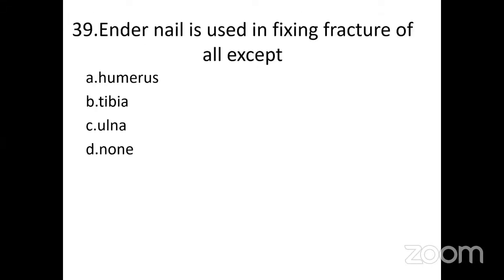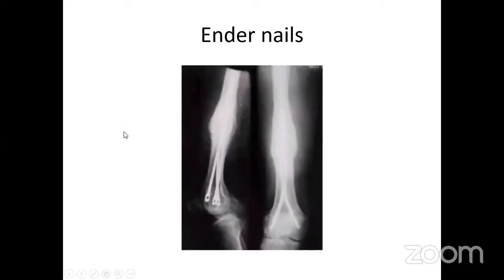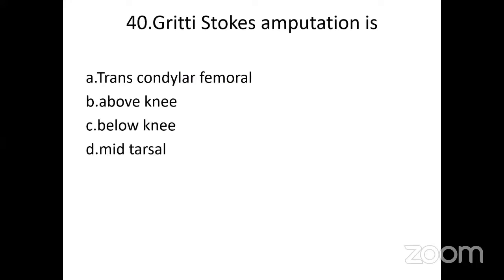So Ender nail is used in fixing fracture of all except. Ender nail, again a historical question. It is not used nowadays. It was named after a person called Ender. It was used for fracture fixation of the humerus. It can be used for the tibia, but not for the ulna. So you can see here multiple Ender nails used even in the femur, tibia and humerus.